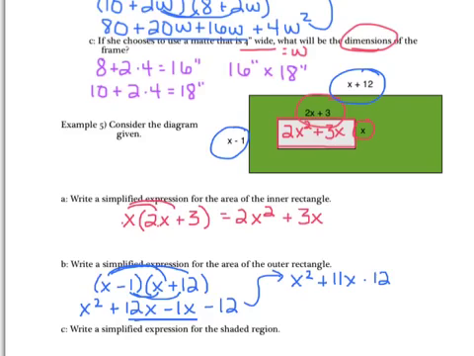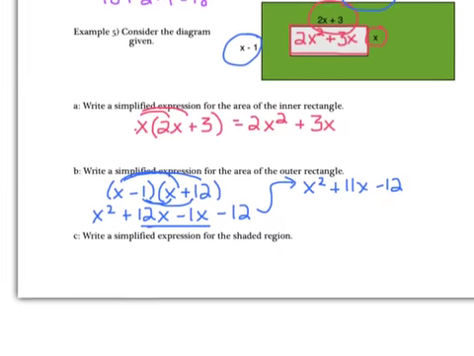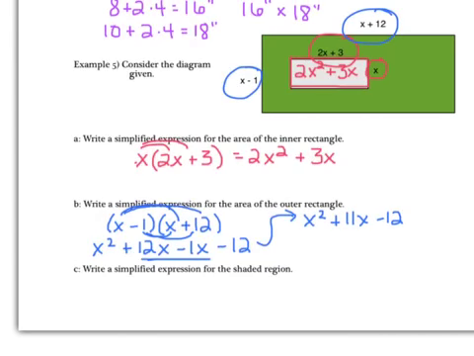Okay. Then it says, give me an expression for the shaded region. What I mean by that is I want the area of all of this without this box in the middle, as though I took that inner rectangle and cut it out. So I want the area of all this, without that inner rectangle. If you're taking that inner rectangle and cutting it out, I hope you can see that what you're really doing is subtracting. If you're cutting something out of something else, you're taking away that area.